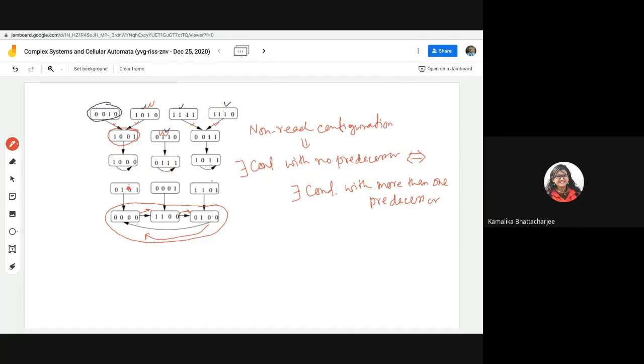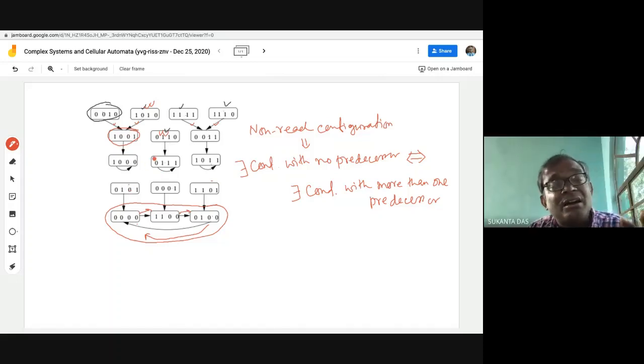Then what is an acyclic configuration? An acyclic configuration is a configuration which is not cyclic, and a cyclic configuration is a configuration which lies in a cycle.